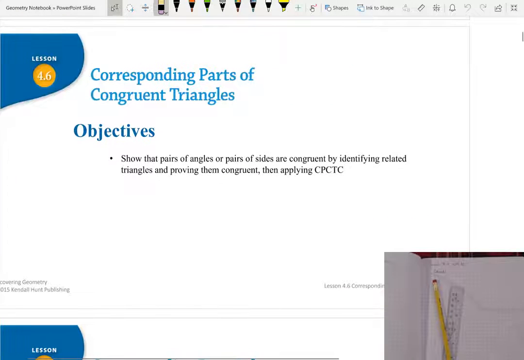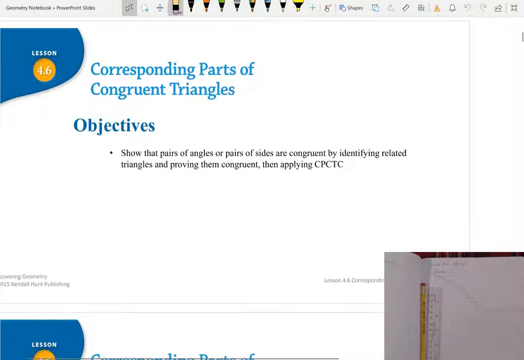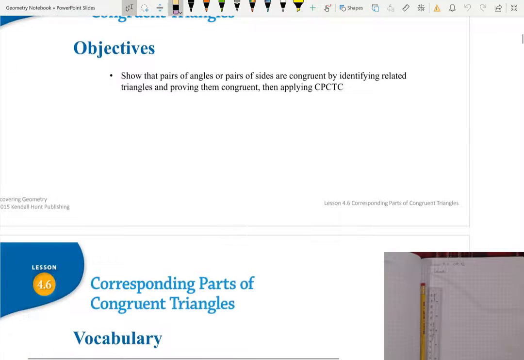Okay, I'm going to do a recording of lesson 4.6. I also have a webcam in the bottom right-hand corner. There'll be a few problems I'm going to do on it. Objectives are to show that pairs of angles or pairs of sides are congruent by identifying related triangles and proving them congruent, then applying CPCTC.